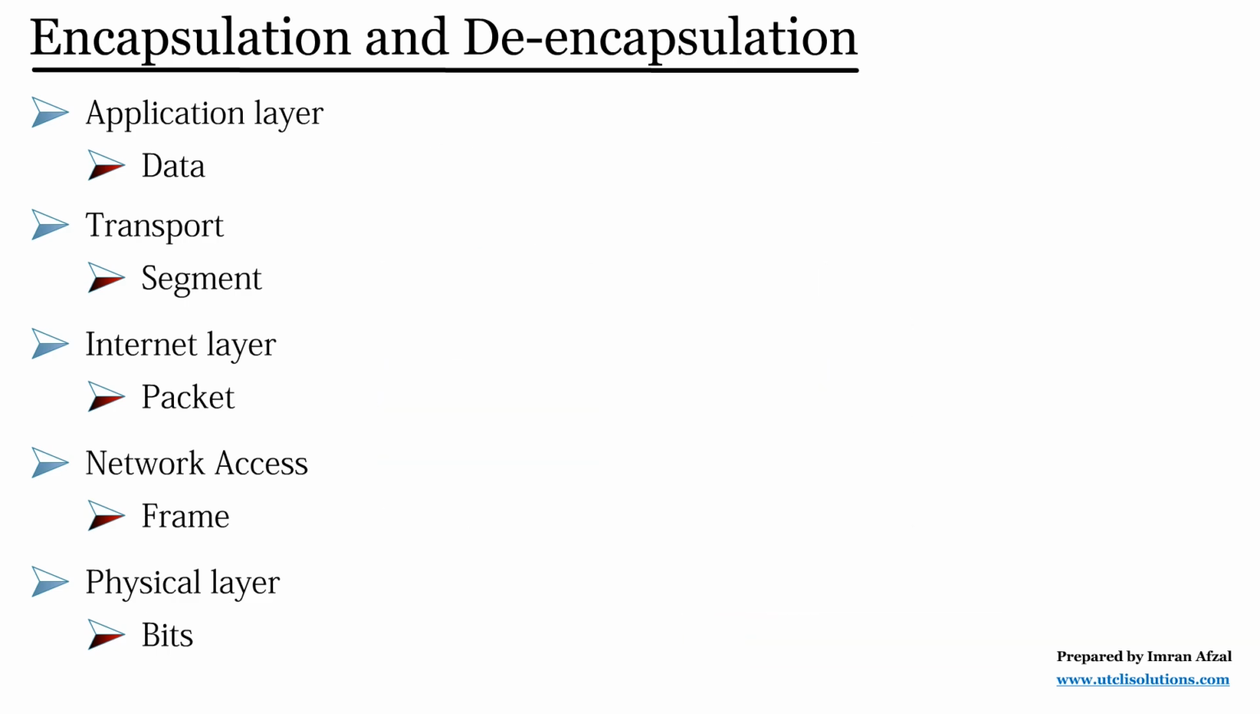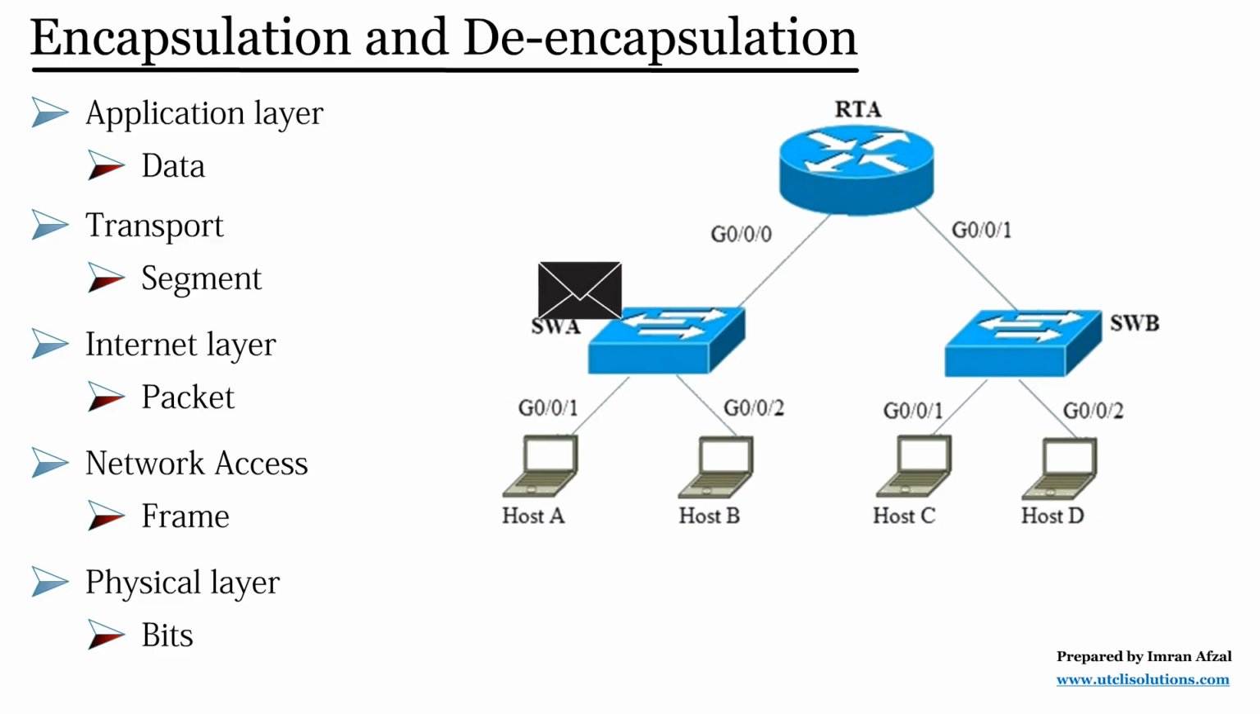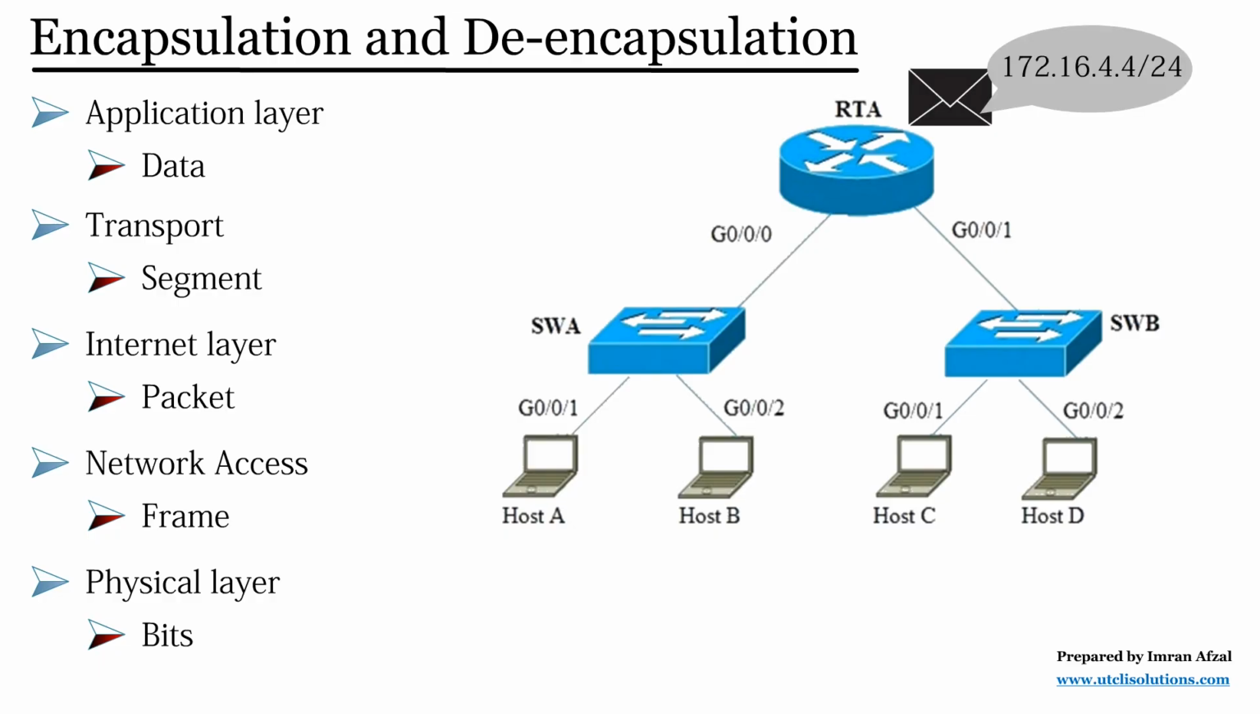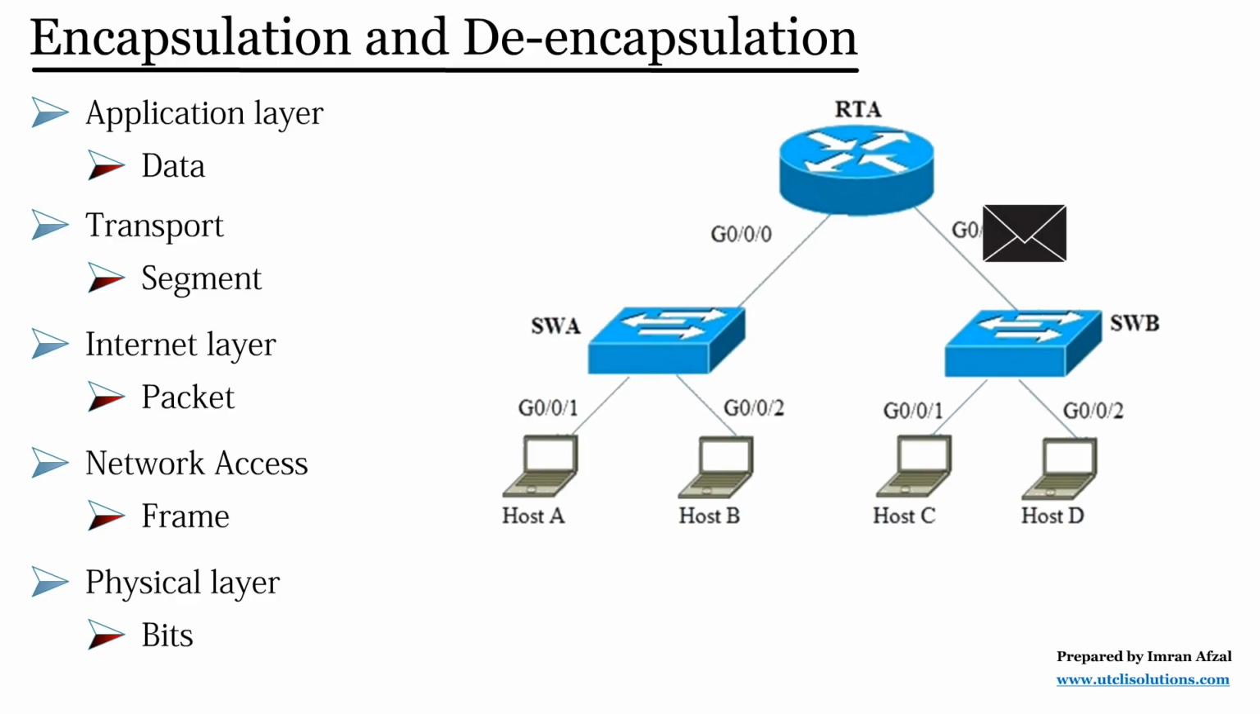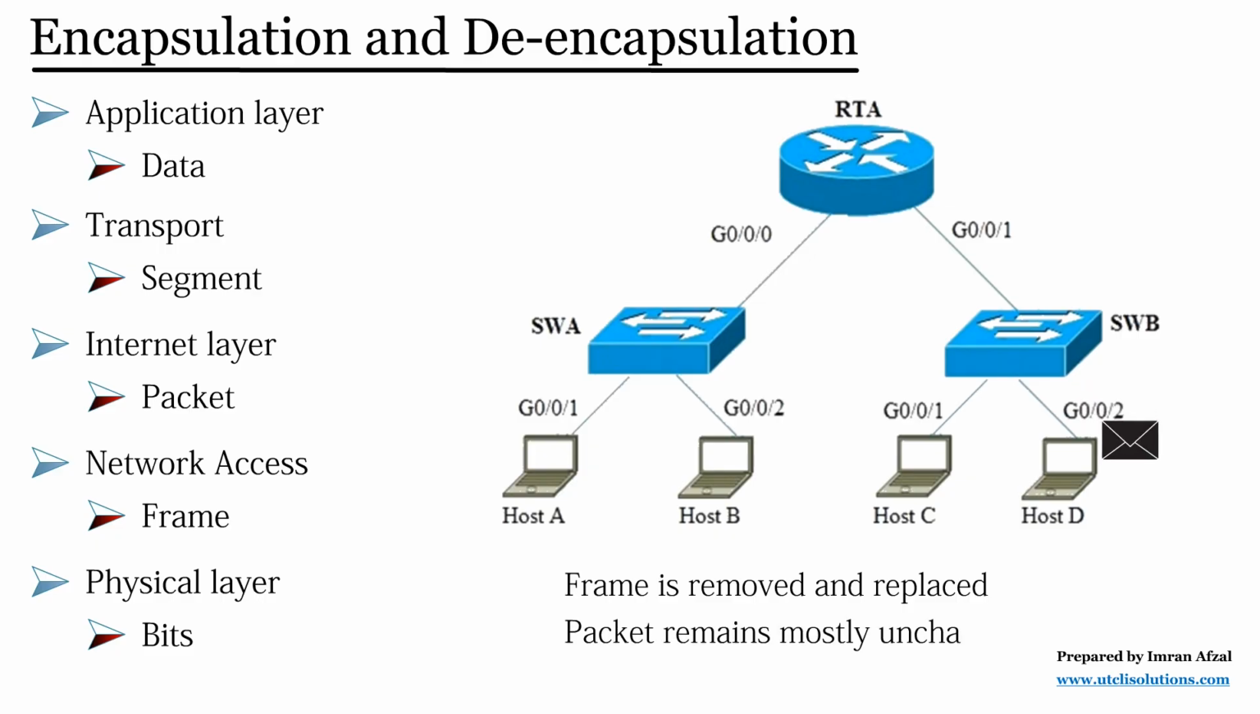As the frame moves through the network, it may pass through switches and routers. A switch reads the destination MAC address and forwards the frame to the correct device within the local network. A router reads the IP packet and decides how to forward it to the next network. At each router, the frame is removed and replaced, but the packet remains mostly unchanged. This continues until the packet reaches the destination network.